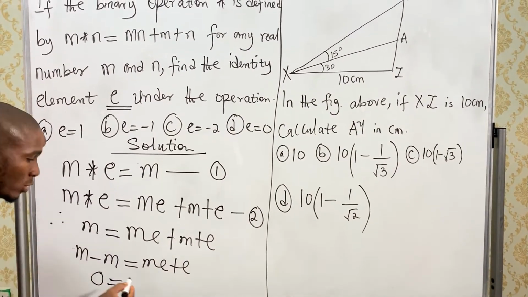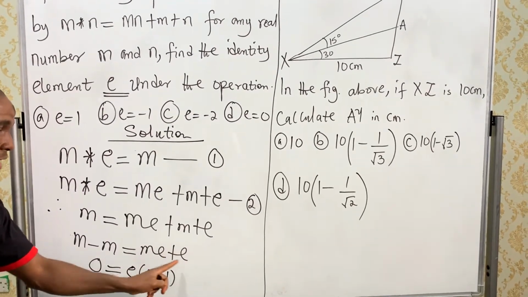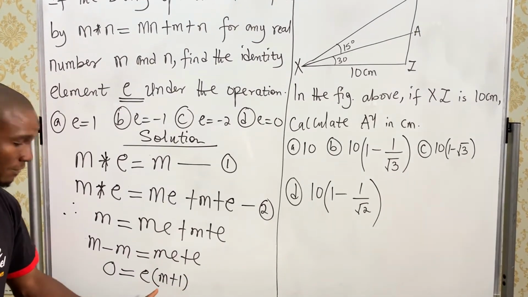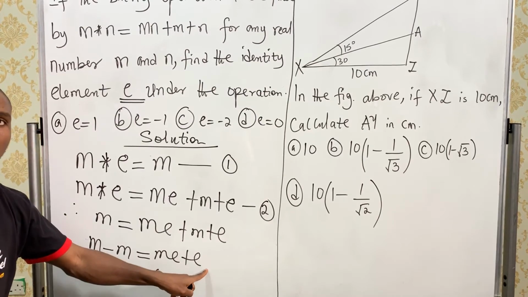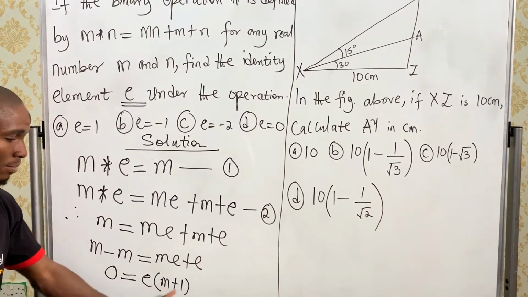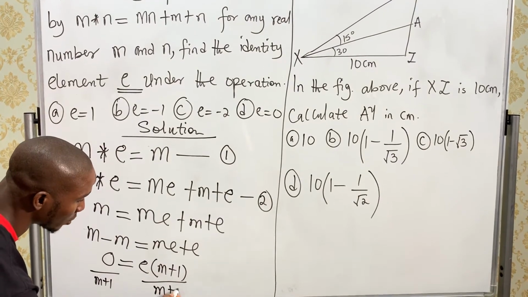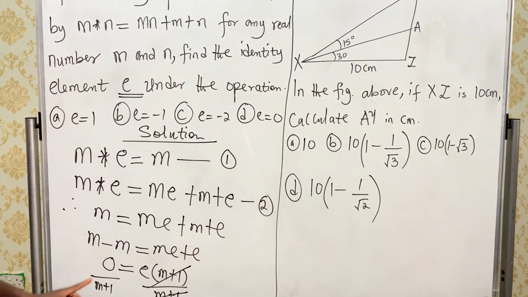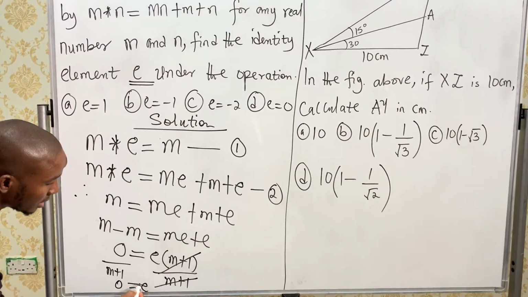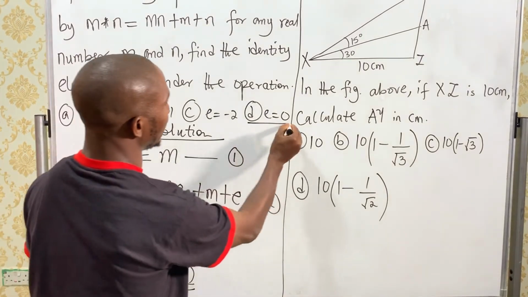E is common, so we can bring out E, then M plus 1. Now we factorize E out because it's common here. If you bring it out, you are left with M, here you are left with 1. If you open this bracket, you are going to get this back. Remember, we have to find E. To find E, we divide both sides by M plus 1. This eliminates this. Now, 0 divided by M plus 1 remains 0 equals to E. Therefore, our identity element is 0. And that is option D.